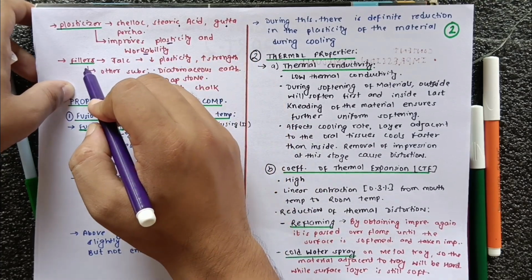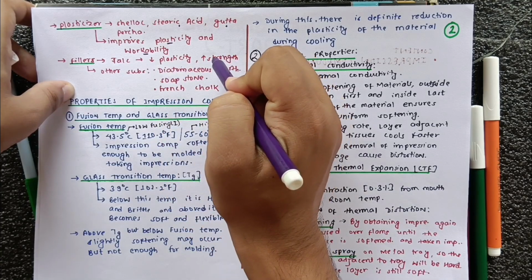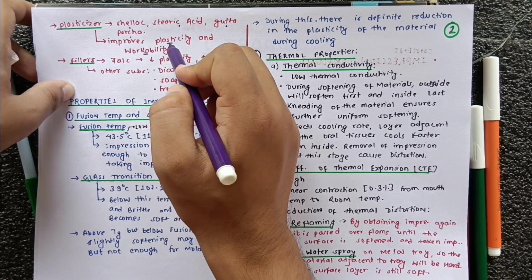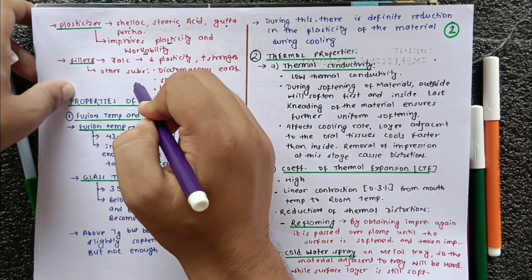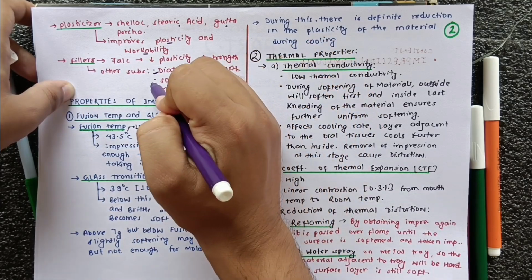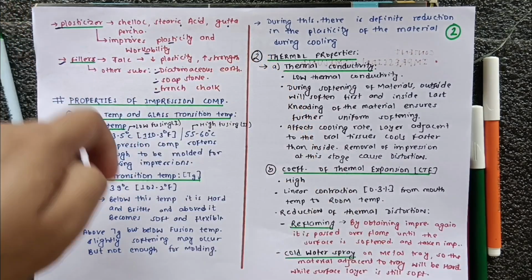After that, the filler. The filler is just talc. This decreases the plasticity and increases the strength. So it is just the opposite of a plasticizer: it decreases the plasticity, but it increases the strength. Other substances that are used as fillers are diatomaceous earth, soapstone, and French chalk. So these are very important points.